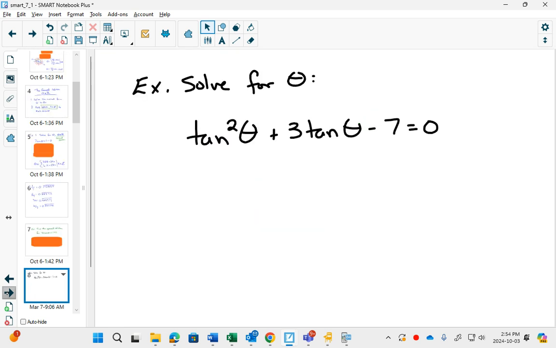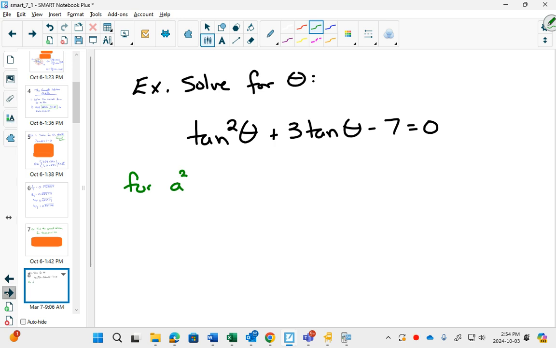And finally, this is a good review one from chapter 6. We have to solve for theta. We have a tan squared, so then we'd have to either factor or use the quadratic formula. Does this one factor nicely? No. So we have to go to our formula sheet.